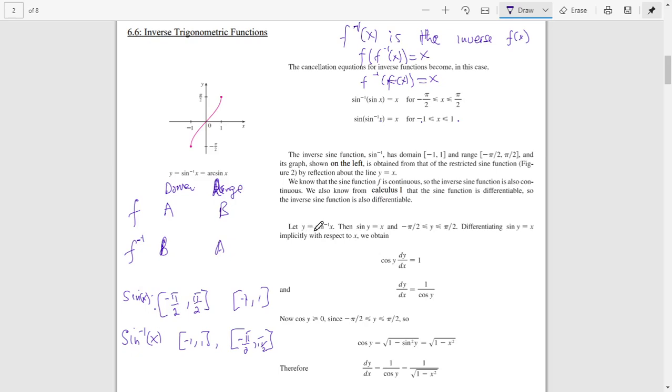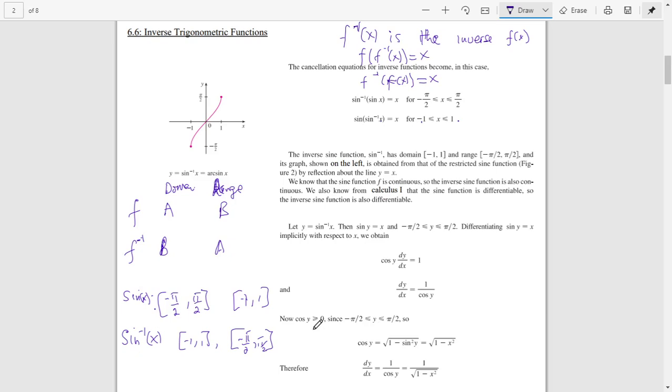Well, let y be the inverse sine of x. That tells us that the sine of y is equal to x, and we specify the domain here for it to be defined. Now, we can differentiate sine y equals x implicitly with respect to x. Implicit differentiation tells us that the derivative of sine of y with respect to x will be cosine y dy/dx. And if we differentiate x with respect to x, we get 1. From here, we can divide both sides by cosine of y to get this.